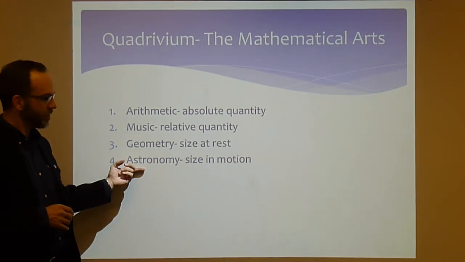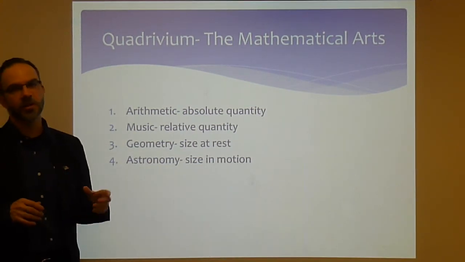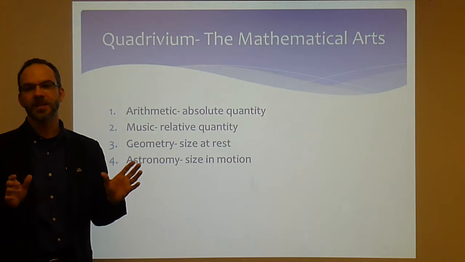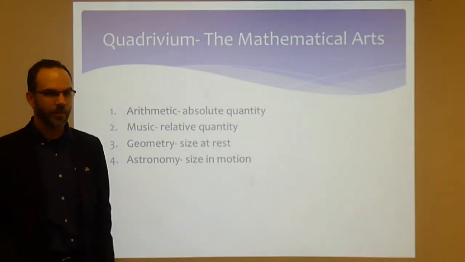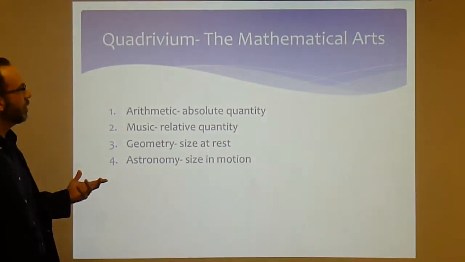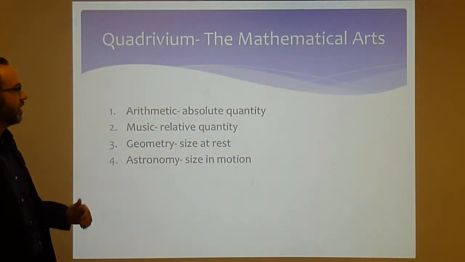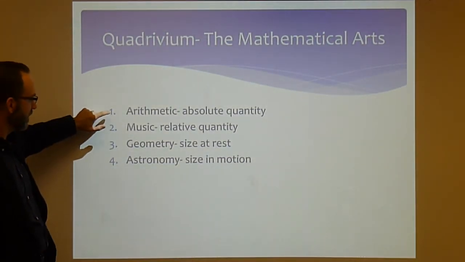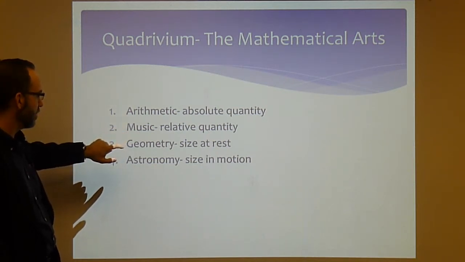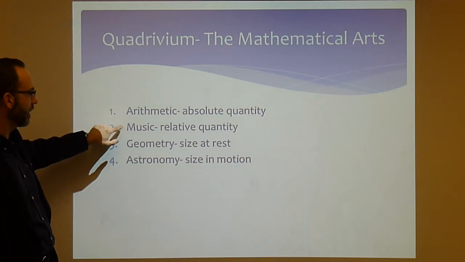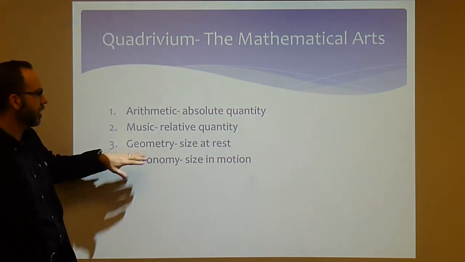And the last one he says is astronomy. That would be size and motion, because they would look up into the heavens and they would see these different shapes and so forth, and they would be in motion around each other. So that would be the four mathematical arts. Nicomachus actually says you should study them in this order, that you can't get to music until you've done arithmetic, and you can't get to geometry until you've done both arithmetic and music. But today we're going to focus on geometry.